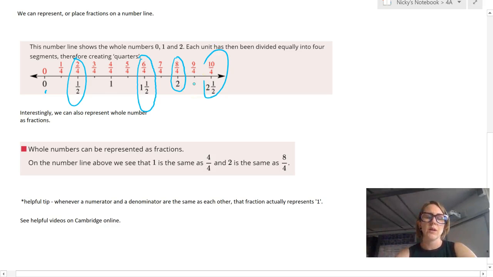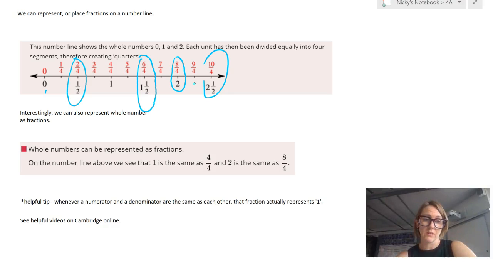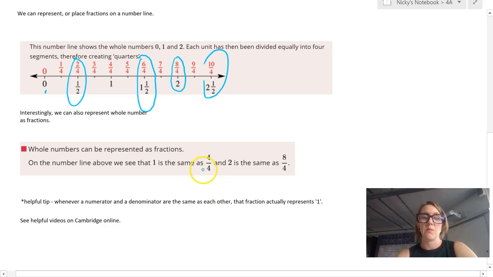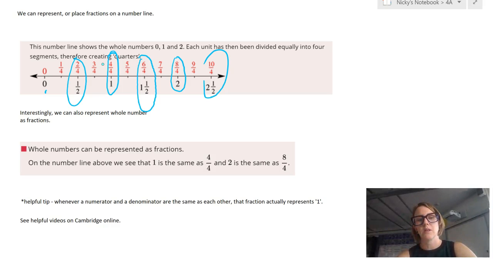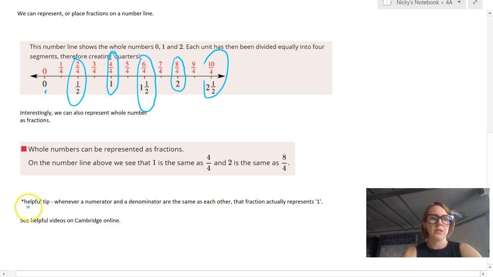Okay, lastly, whole numbers, we can represent those as fractions as well. So on the number line above, we can see that 1 is the same as 4/4. Didn't circle that one before. And 2 is the same as 8/4. Okay, so they're equivalent to each other, but it's important to know that a whole number can also be written as a fraction as well. So just a little helpful tip here.